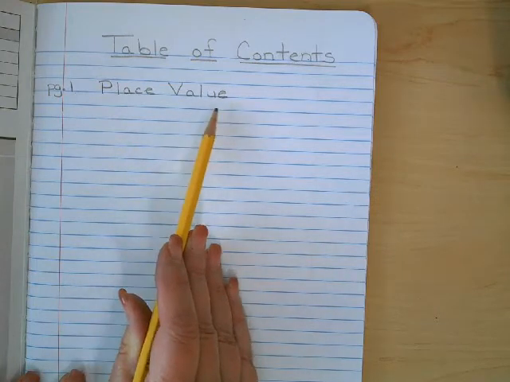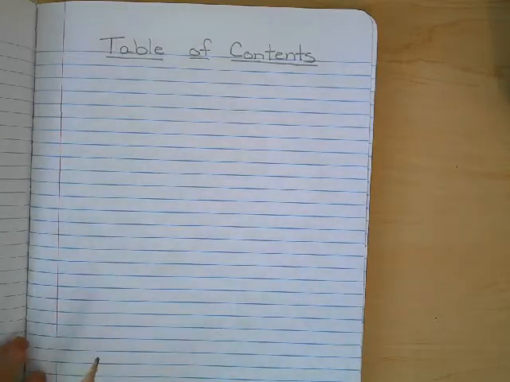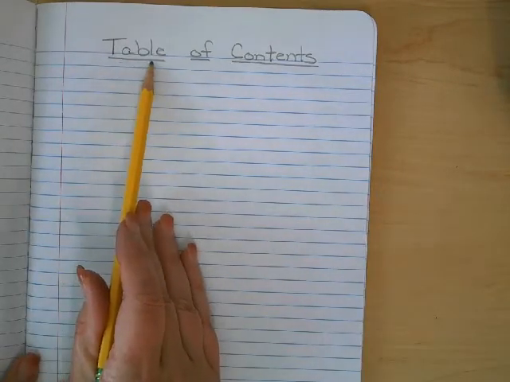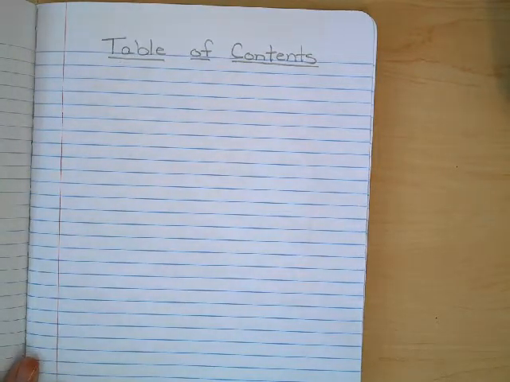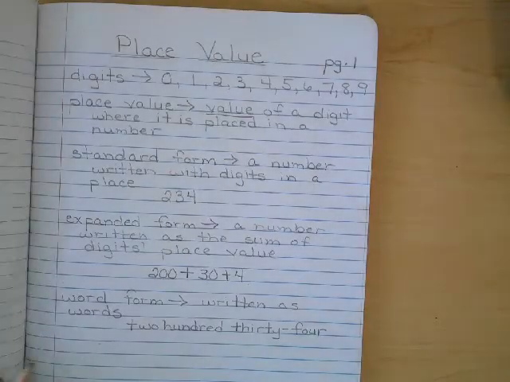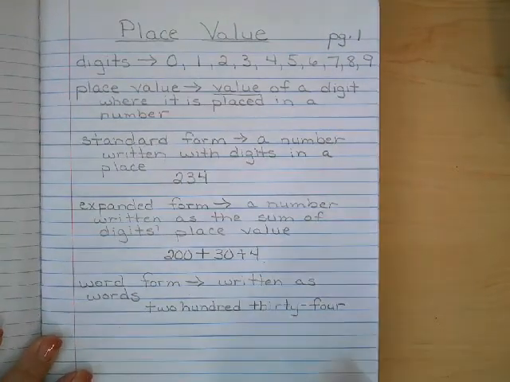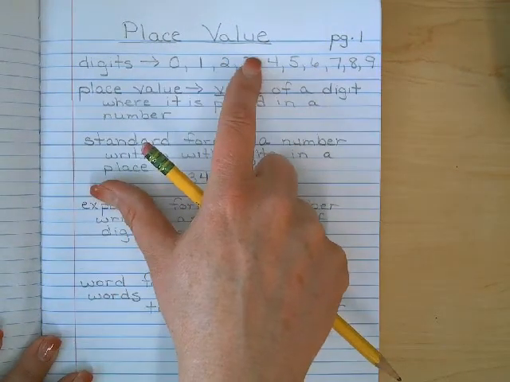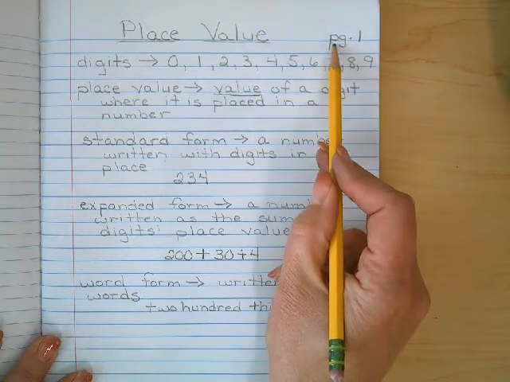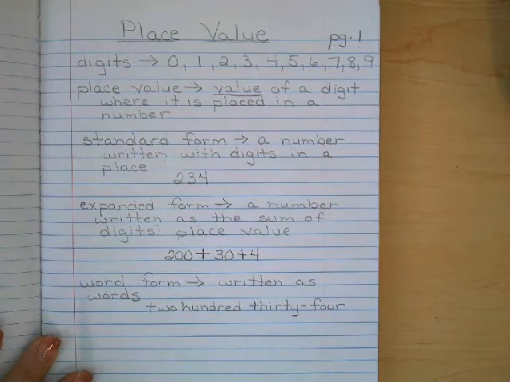be on place value. Okay, so we're going to go to the next page, and that second page is also going to be a page for table of contents, just in case we need another page for table of contents. And then we are going to go to place value. Now, you will notice I've given this page a title. So we've written place value here, and we labeled our first page, page 1 of our page in our notebook.